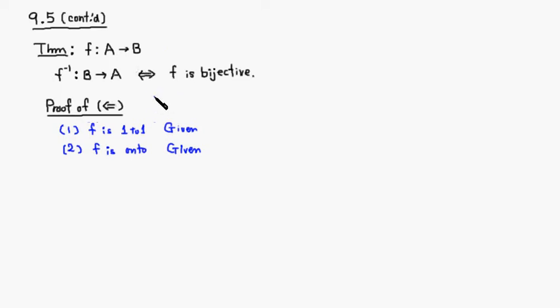So in order to establish that F inverse is a function from B to A, we have to show that, let's see, we want to show for all B in set B, there exists a unique element A in set A, such that F inverse of B is equal to that A, right? So let's do that.